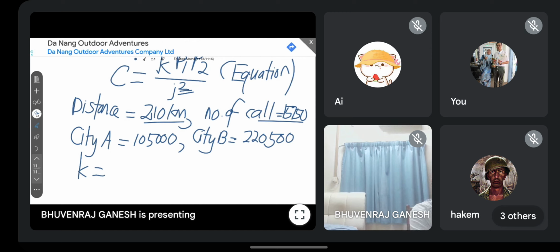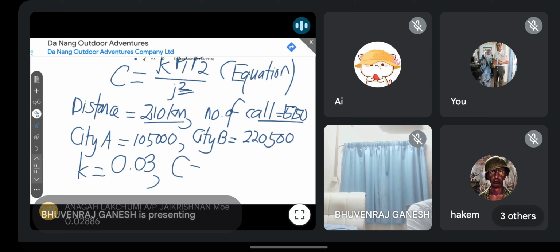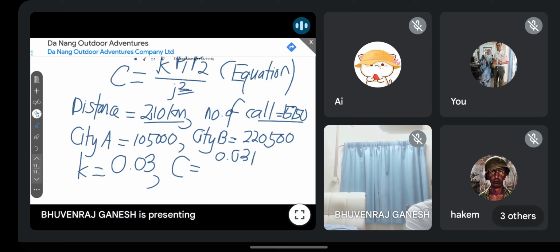So anyone? You should actually get 0.03. Okay, 0.03 for your K. Means that, okay, yeah, correct. 0.03, yes. Okay, so 0.03 P1, P2 over J square. So this is how you write, like this.